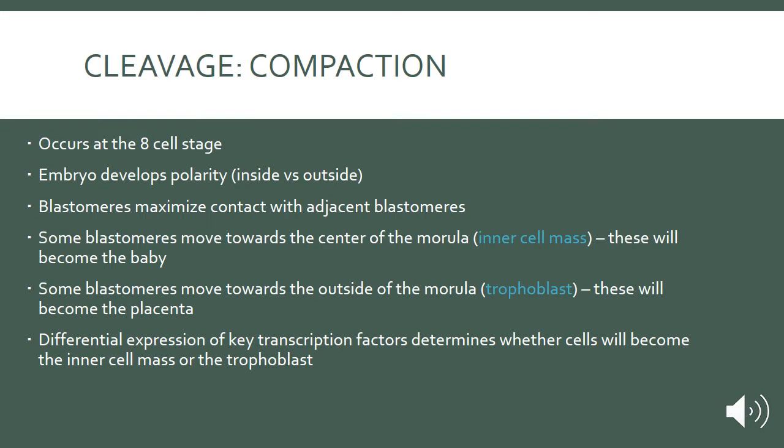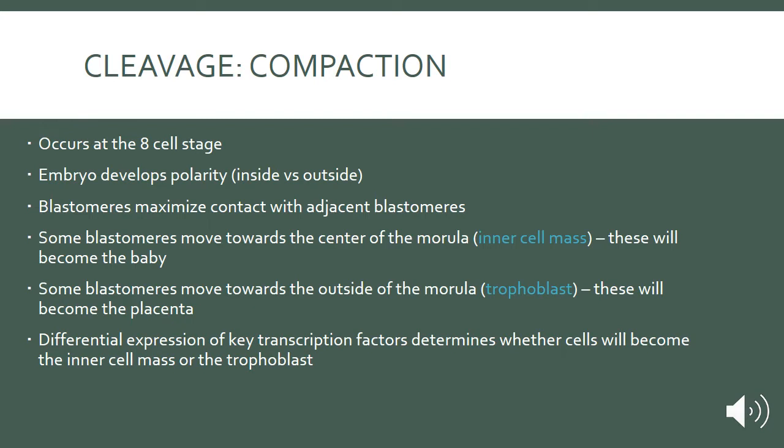Also, some of the blastomeres are going to start to move towards the interior of the embryo, while others will move towards the exterior. So the ones that move on the inside become the inner cell mass, and that's going to become the embryo. The ones that move towards the outside become the trophoblast, and that's going to become the placenta, ultimately. And it's actually the expression of transcription factors that determines which cells are going to move in which direction.